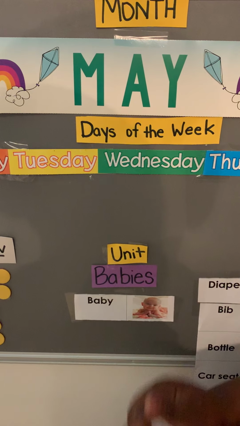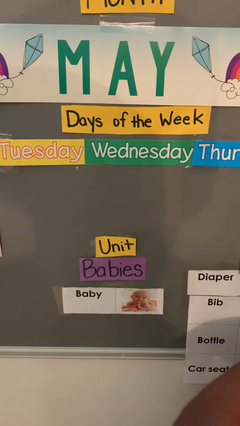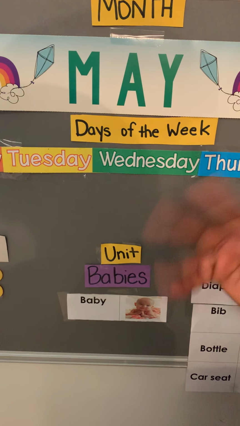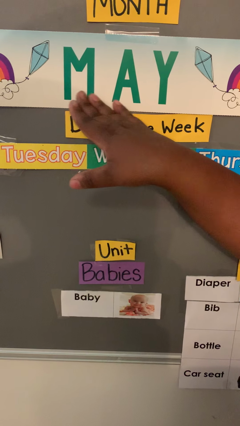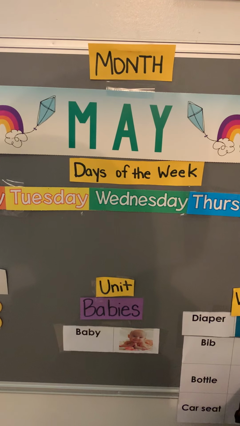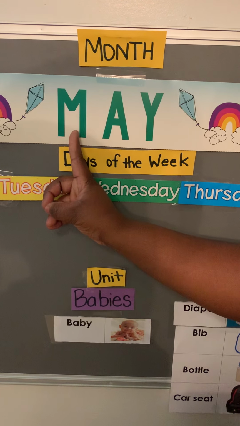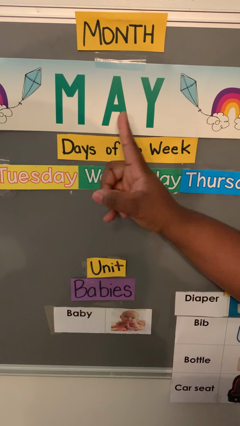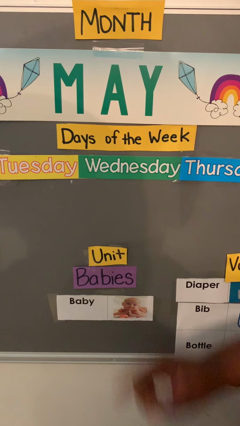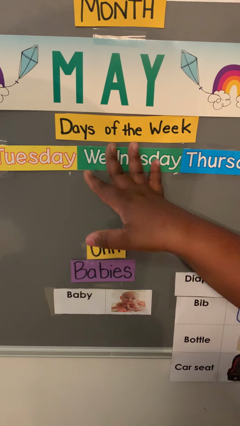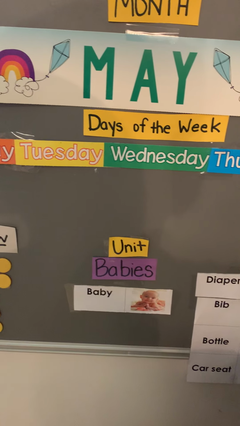There are 12 months in a year. So we are in the month of May. We said bye-bye to April and hello, May. Let's spell May together. It's a very short word. It's very small, right? Let's spell it. M, A, Y spells May. We are in the month of May. Let's see what day of the week it is.